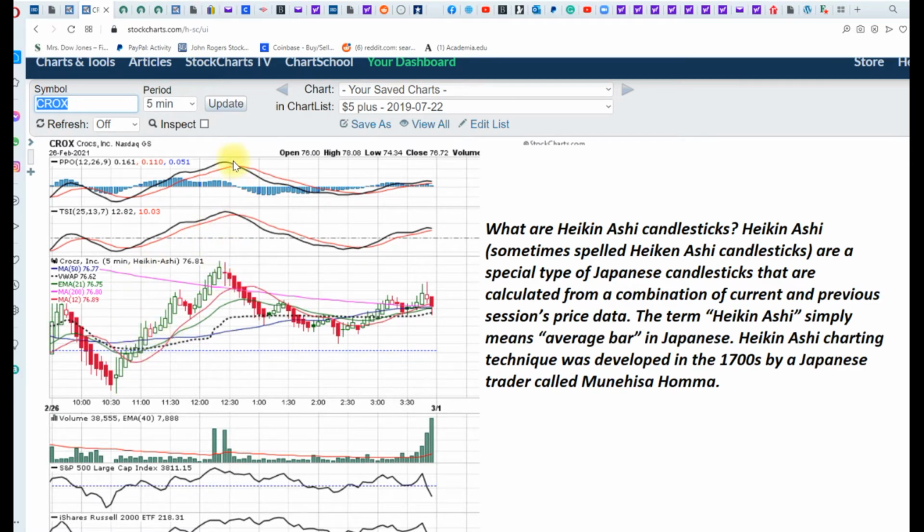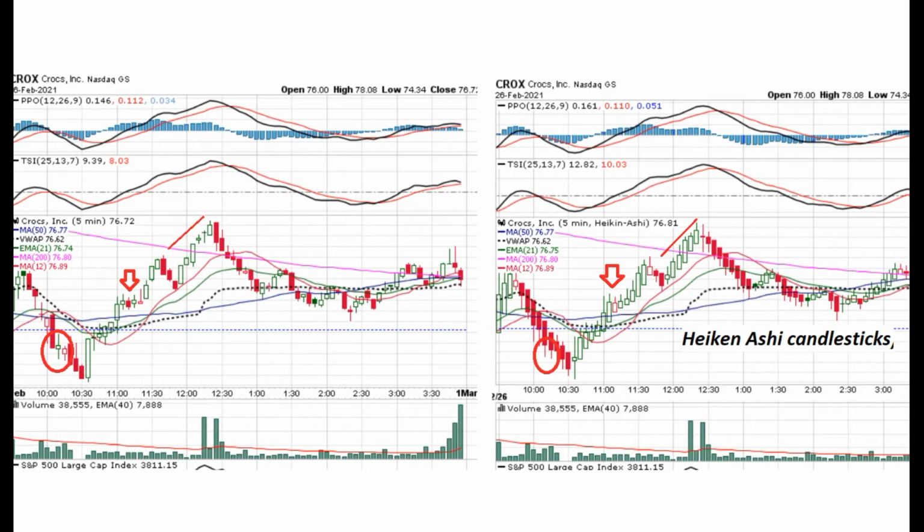Notice now that this PPO and the TSI work much better when we're doing short term. So now it's more consistent with it. And what I mean is average. It was developed by this guy in the 1700s. So we're going to move on, and we're going to have it here one more time to take a look at it.